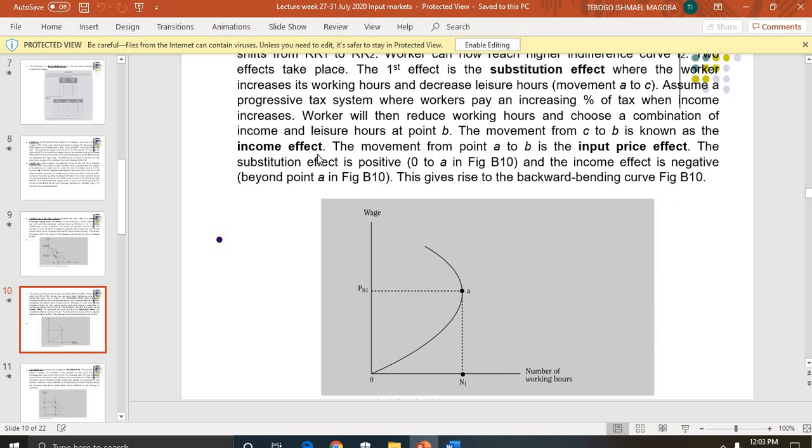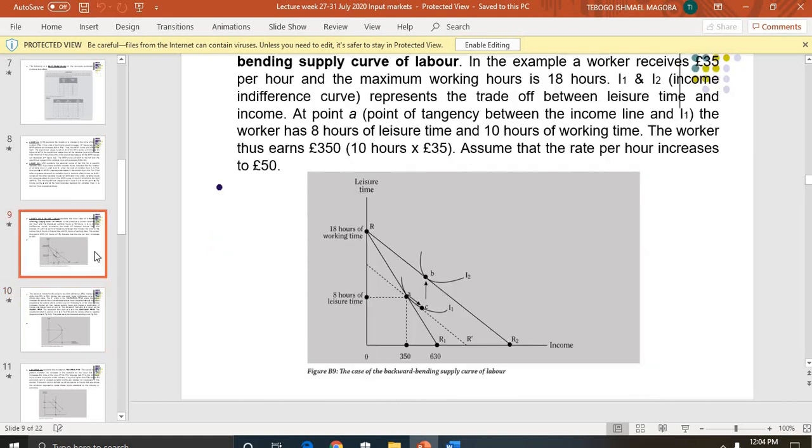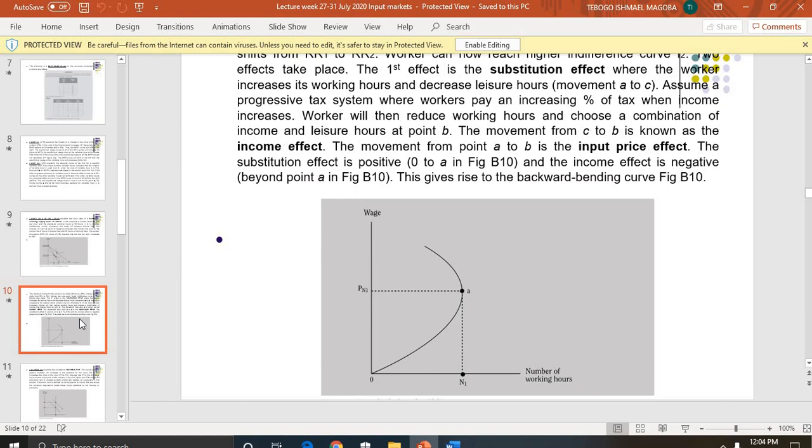Do you now understand? So we were supposed to explain two things, substitution and the income effect. Alright? So if you look at this graph now, this graph here is interlinked to this one in the sense that we measure wage this side, and then here we have number of working hours. As we move from 0 towards the right, we have an increase in the number of working hours. From number of working hours to 0, that's leisure. Okay, it's an increase in leisure, which makes sense.